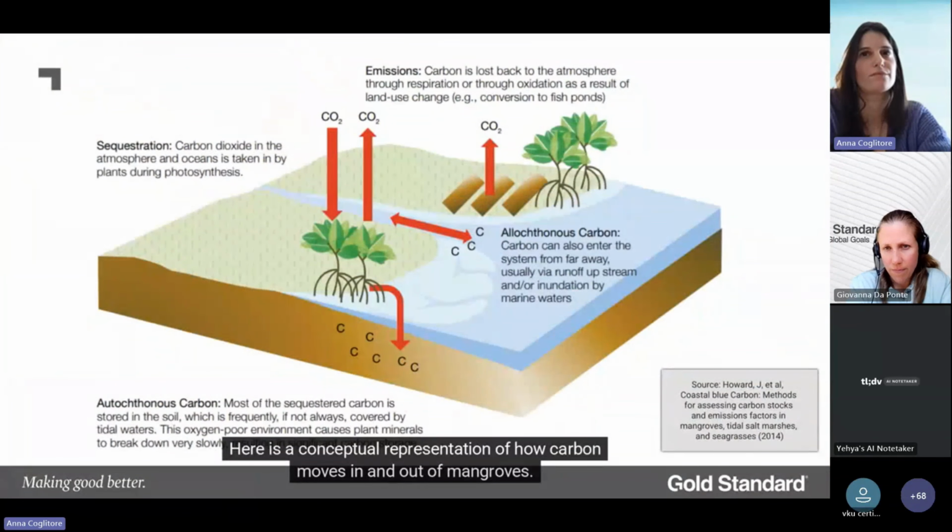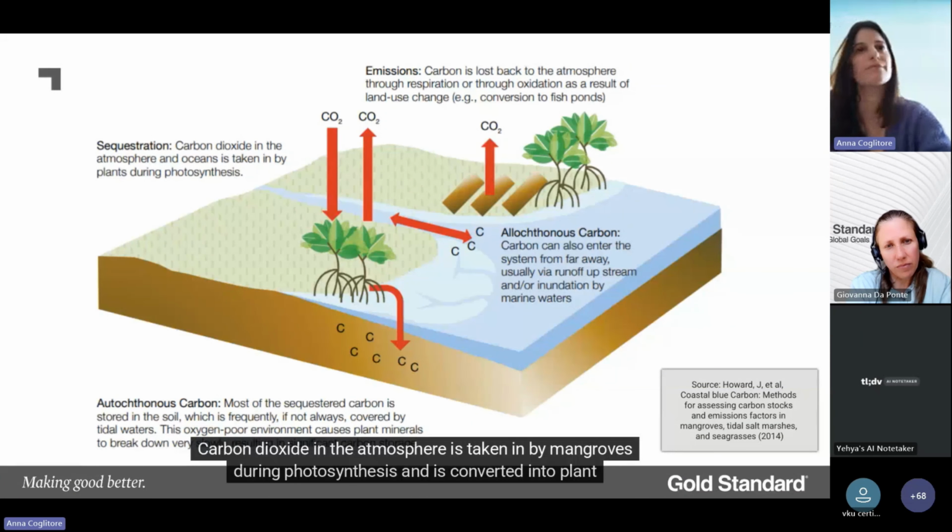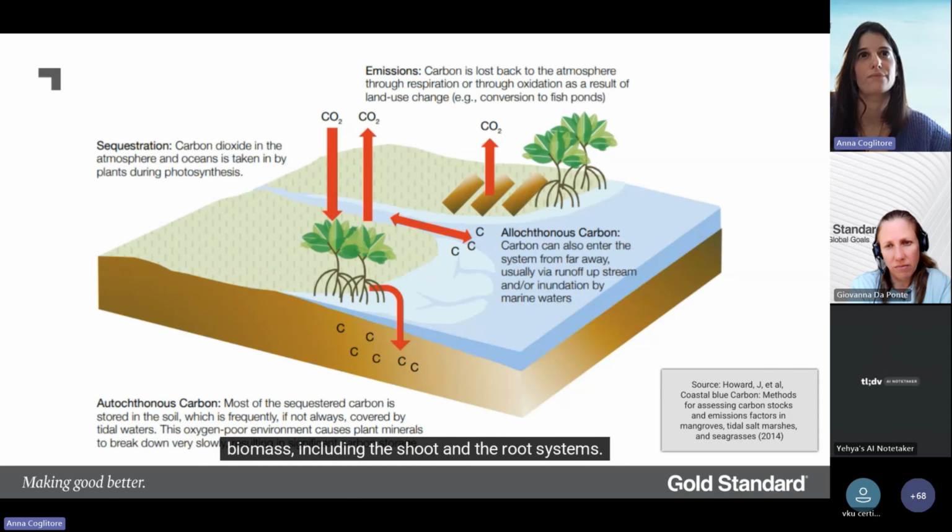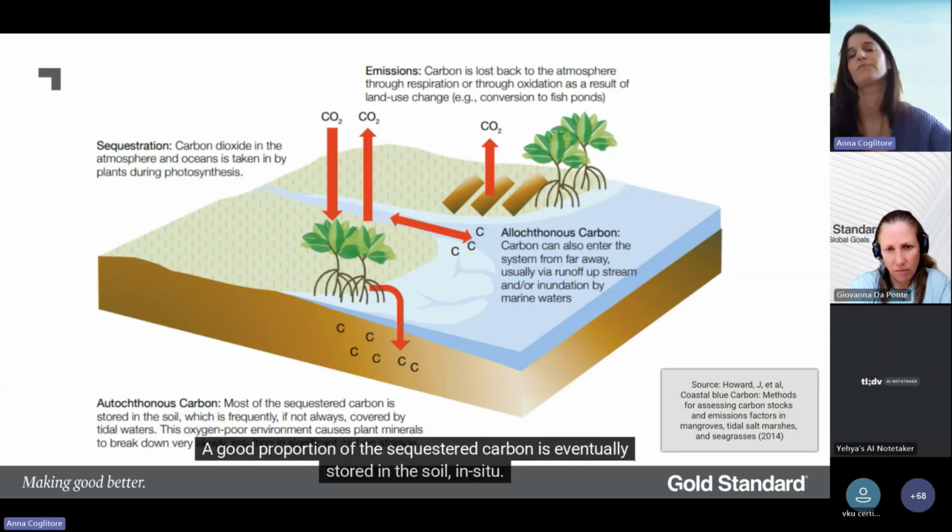Here is a conceptual representation of how carbon moves in and out of mangroves. Carbon dioxide in the atmosphere is taken in by mangroves during photosynthesis and is converted into plant biomass, including the shoot and the root systems. A good proportion of the sequestered carbon is eventually stored in the soil in situ.